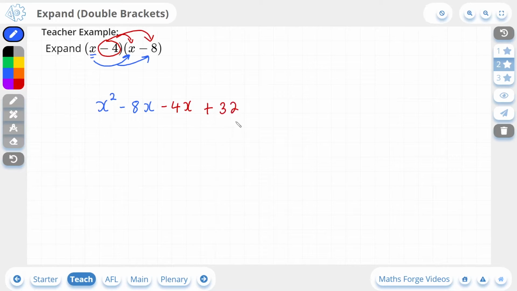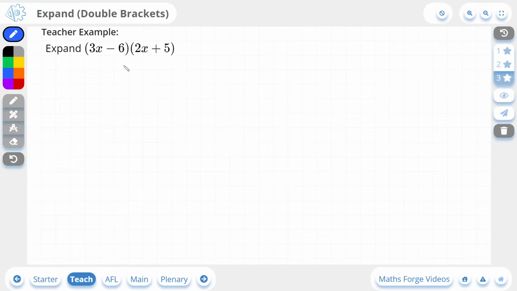Now that we have this big expression here, we can go ahead and simplify it. There are no other x squareds. There are no other single numbers on their own. There are two terms with x's, however. We have this minus 8x and minus 4x. And minus 8x minus 4x simplify to give us minus 12x. And then we have an x squared at the beginning and a plus 32 at the end. So this should be our final expression: x squared minus 12x plus 32. And if we check our answer, there it is.